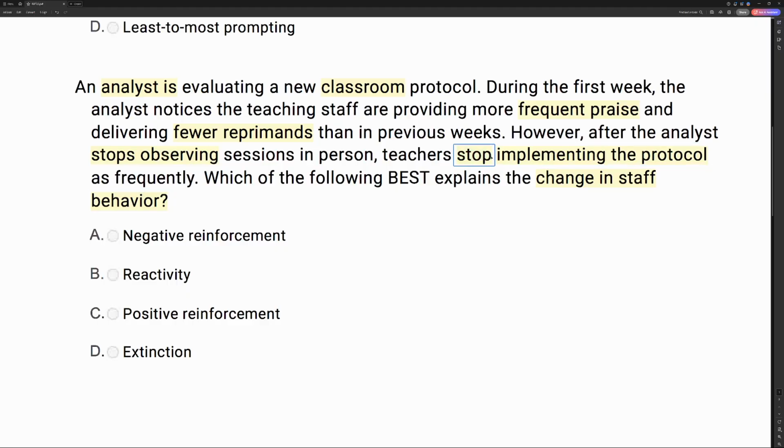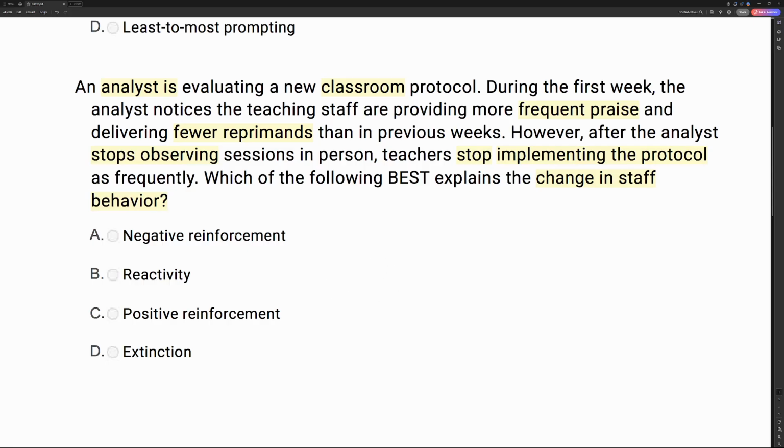In other words, when the analyst is watching, the teachers are providing frequent praise and fewer reprimands. When the analyst is not watching, teachers are not implementing the protocol as frequently. So the presence of the analyst is changing the behavior. What do we call that? A, negative reinforcement, B, reactivity, C, positive reinforcement, or D, extinction.